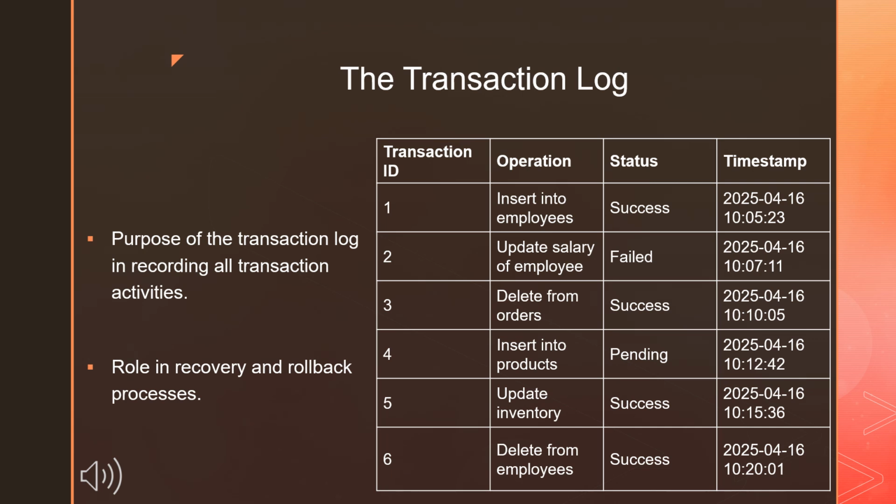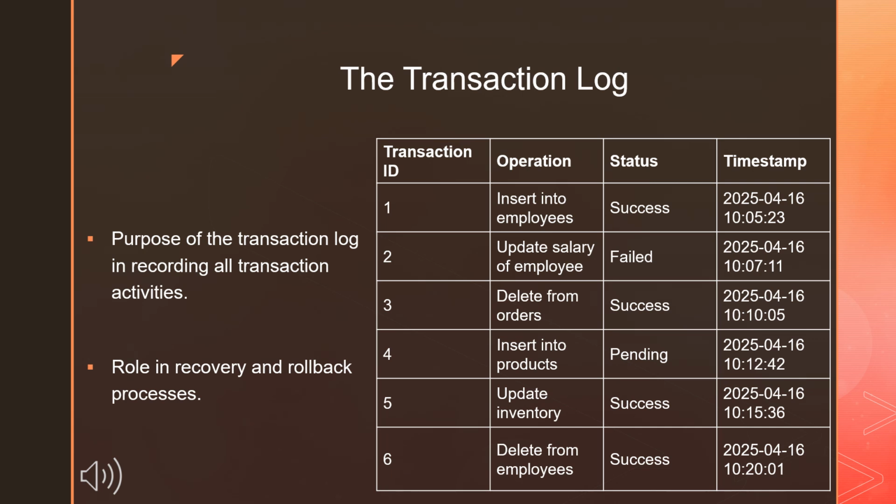Now coming to transaction log. A transaction log is a special file that records all the changes made to the database. It includes details like which transaction was performed, at what time, what kind of operation it was, like insert, update, delete, and the status of the transaction. So why is this important? Because transaction logs play a critical role in data recovery.